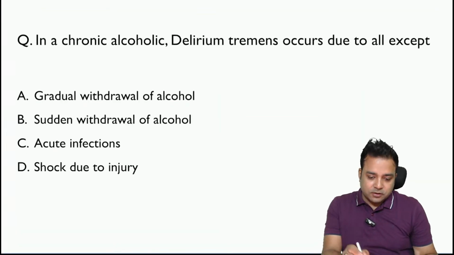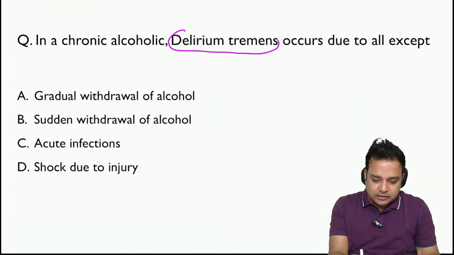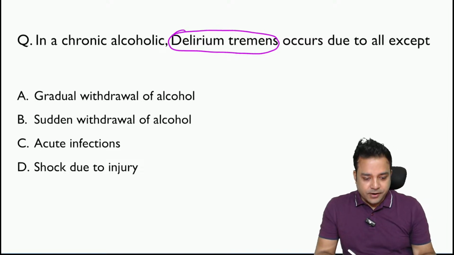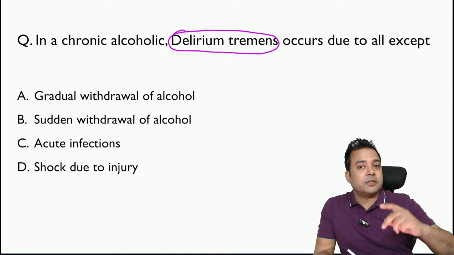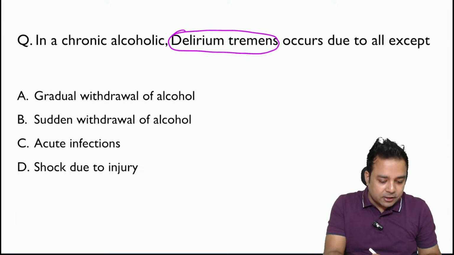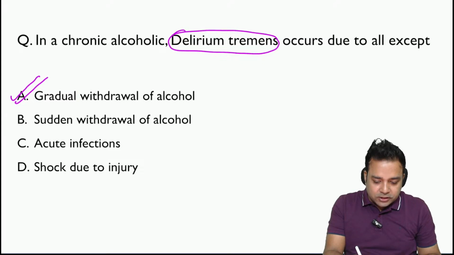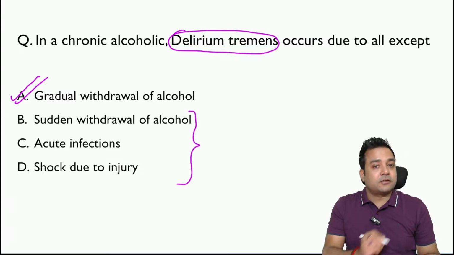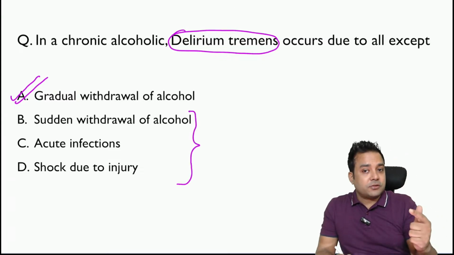Come to this one. This is a pet question asked in every exam every year. In a chronic alcoholic, delirium tremens occurs due to all except. The correct answer is gradual withdrawal. So these are like the predisposing factors. Why is sudden withdrawal very essential?